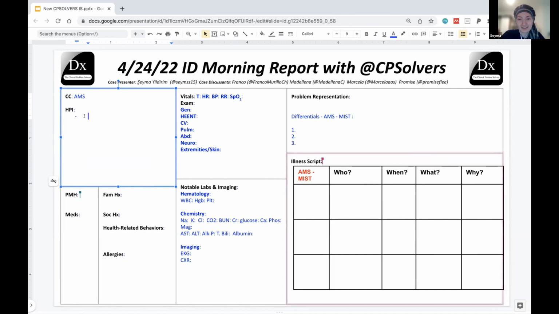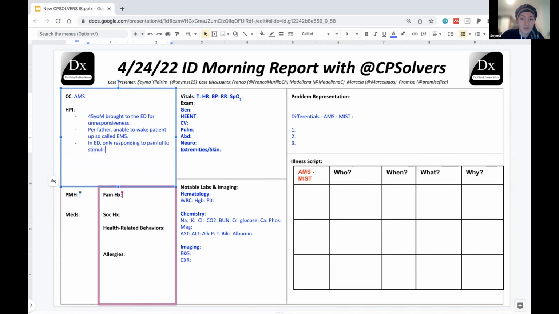Sure, so great discussion. I will start with the second aliquot. So giving you the HPI, we have a 45-year-old male who was brought to the emergency department for unresponsiveness. His father states that he was unable to wake the patient up and therefore he called the emergency service. And in the emergency department, he was only responding to painful stimuli, and he was alert, oriented 3 times, and he was also admitted to use heroin prior to admission.